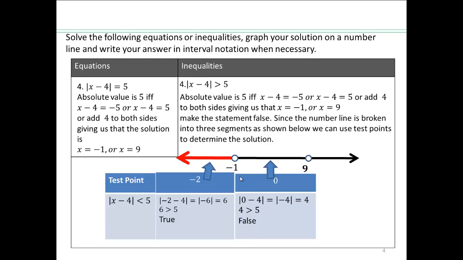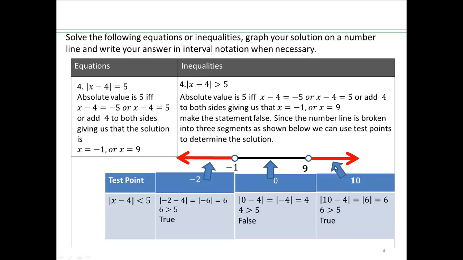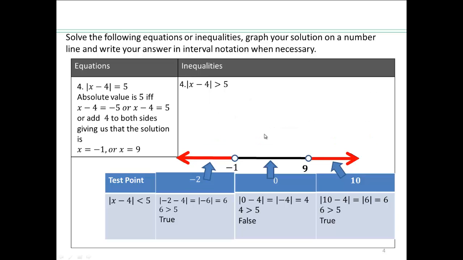Assuming you have done that, you will see that no matter what number you pick between -1 and 9, you got a false statement, which would mean that you always got numbers that are smaller than 5. For example, here I picked 0, and 0 gave me 4 as the value of the absolute value |0 - 4|, and 4 is not bigger than 5, so it's a false statement. If you pick a number bigger than 9, say 10, and you got 6, 6 is bigger than 5 is a true statement, so that is part of your solution. And so we can solve this inequality and got a solution of -infinity to -1 and 9 to infinity.